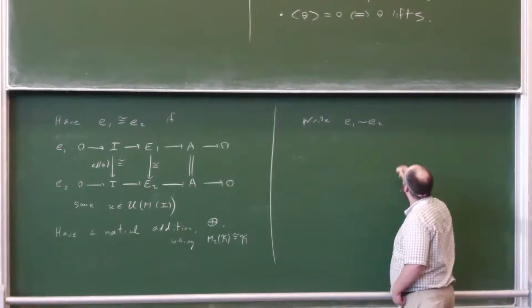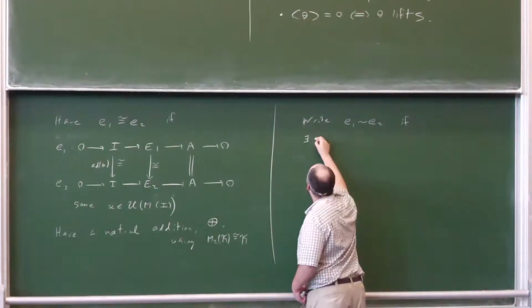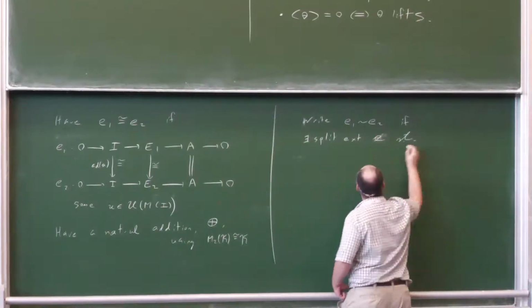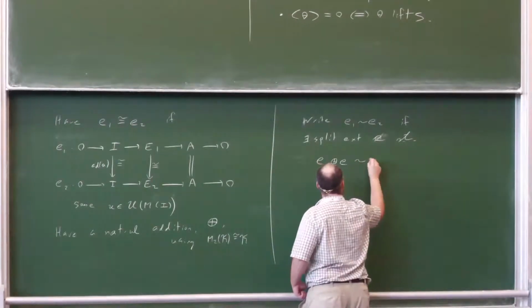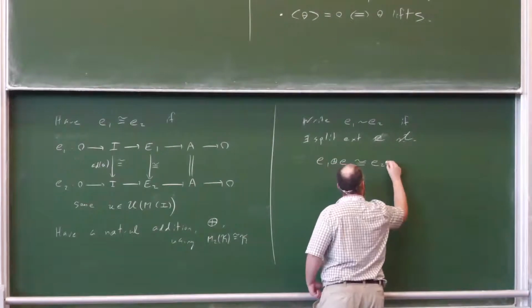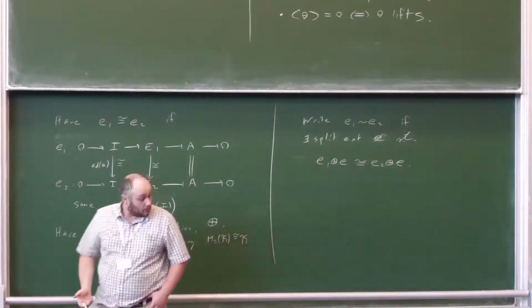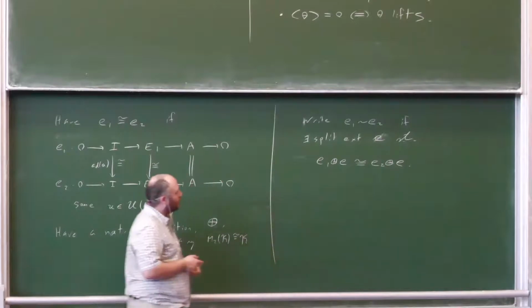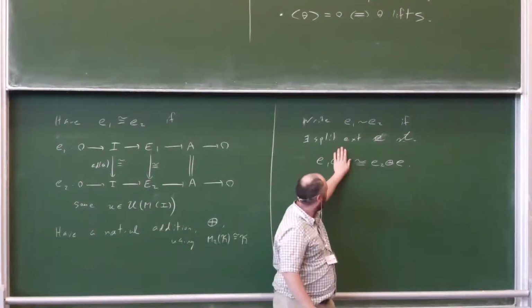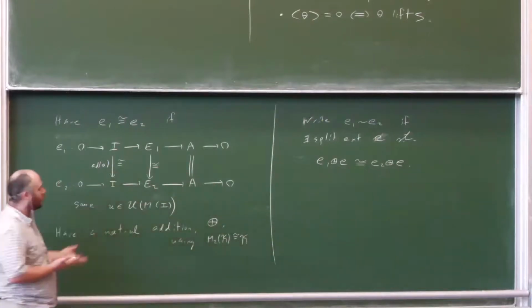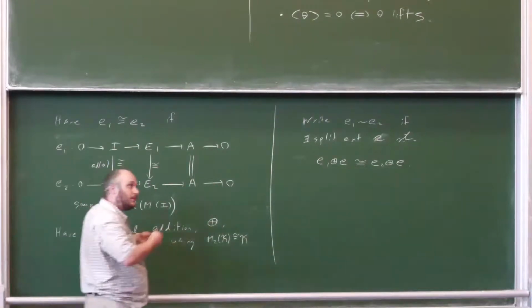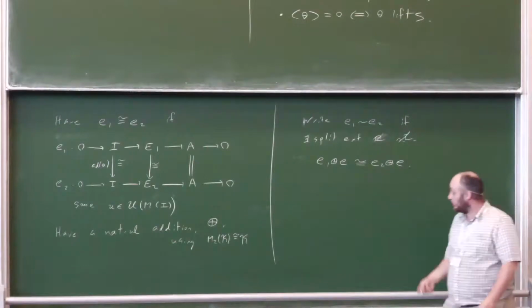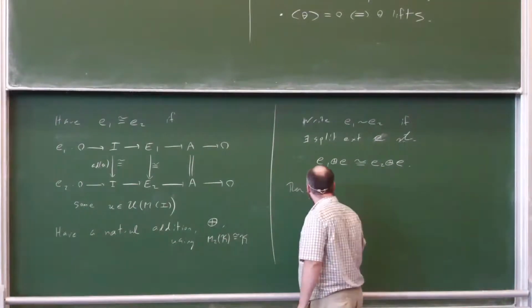E1 is equivalent to E2 if there's a split extension E so that E1 direct sum E is isomorphic to E2 direct sum E. Now, of course, if you really do have a group structure, this would imply E1 equals E2. But you don't have cancellation. This does not imply E1 is isomorphic to E2 in the sense of isomorphism. Building in this cancellation is needed to get any kind of nice algebraic structure on this.